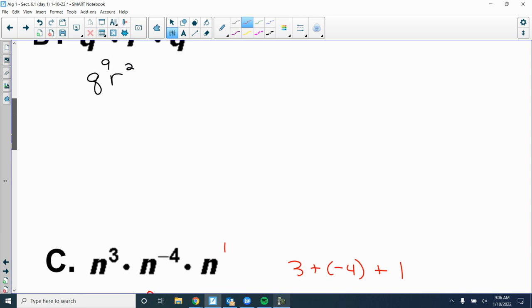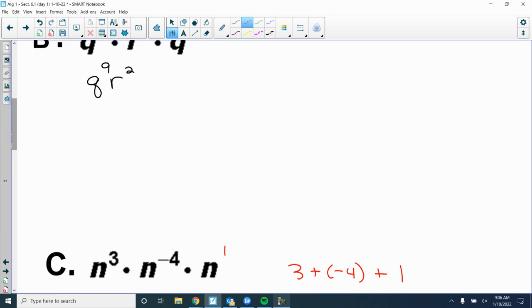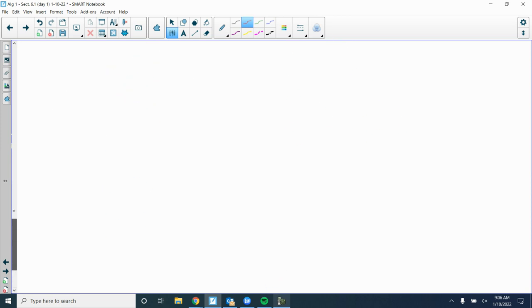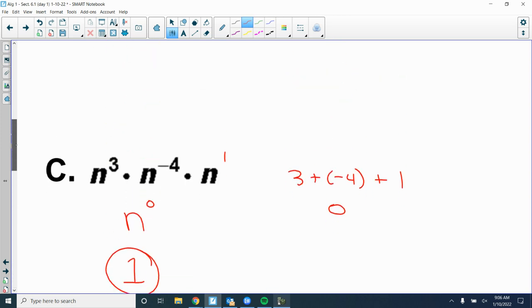Why didn't the other ones become a 1? Because they did not have a 0 exponent. So our rules still apply from the previous one. Okay, so we got a 1.